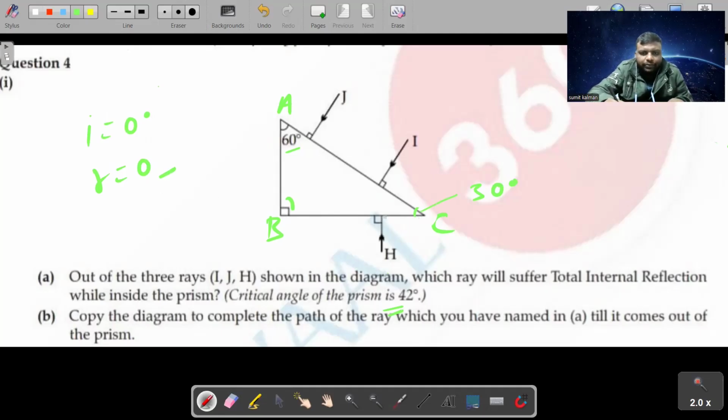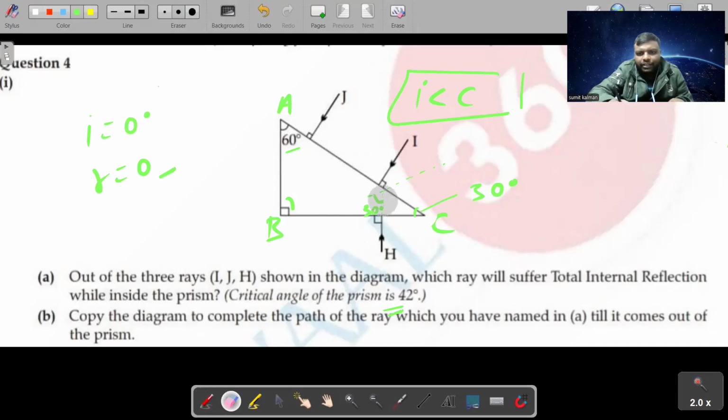So this ray H will pass undeviated. There will be no refraction for this ray H, and it will strike on the face AC of the prism. And here, students, if you calculate the angle of incidence, it will come out to be 30 degree. And here i is less than C, that is critical angle. So the ray H will not suffer total internal reflection.